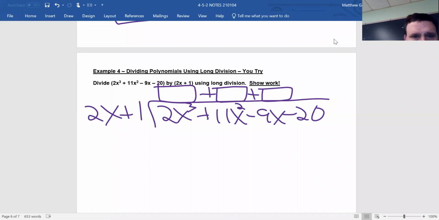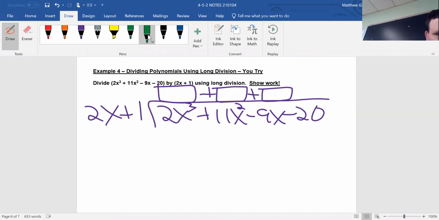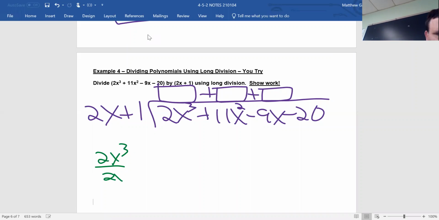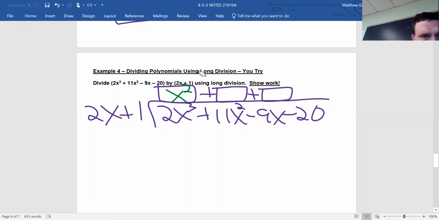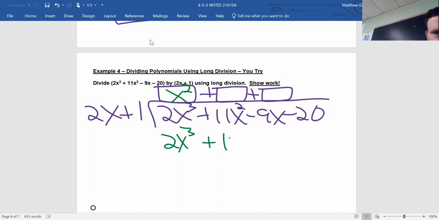Okay, here's our setup. We should start this with 2x cubed divided by 2x. If you don't believe me, 2x cubed divided by 2x, you just cancel out 1x, we're left with x squared. I said 2x squared, it should be 1x squared. Distribute x squared. X squared times 2x is 2x cubed. X squared times 1 is 1x squared.